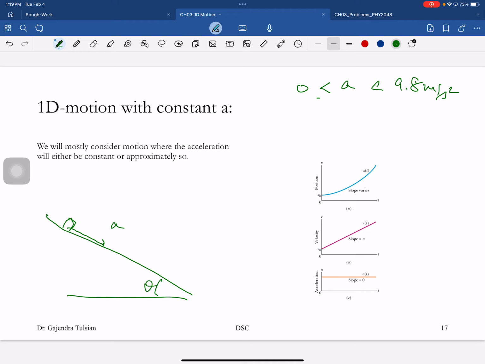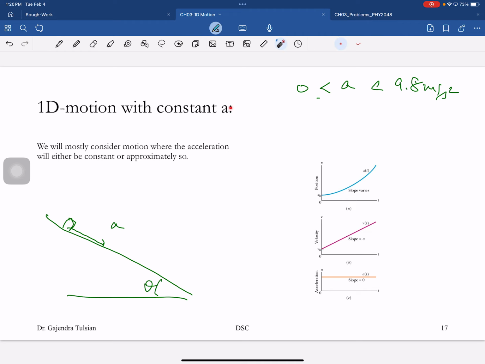When will the acceleration of that object be 0? When it's 0 degrees. Very good. So when the incline has an angle of 0 degrees. And when will it be 9.8 meters per second squared? 90 degrees. Very good. So that's one way of changing it. And in fact, we'll do this in the lab today.